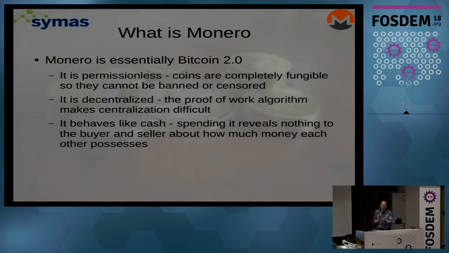It is highly decentralized. The proof of work algorithm, the mining algorithm, makes centralization very difficult. And it actually behaves like cash. When I spend Monero with somebody, there's no trace of my history given to the other person, and there's no trace of their history given to me. It's as if I took a 50-cent coin out of my pocket and handed it to someone, and he tosses it into a coin jar. When you look at that coin jar, nothing in there tells you that I ever gave him a coin. The act of giving him the coin doesn't tell me how many coins are in the coin jar. And if he spends one of those coins, I can't see that happen. That's what real money behaves like, and that's what Bitcoin doesn't behave like. The majority of cryptocurrencies don't behave that way, but Monero does.